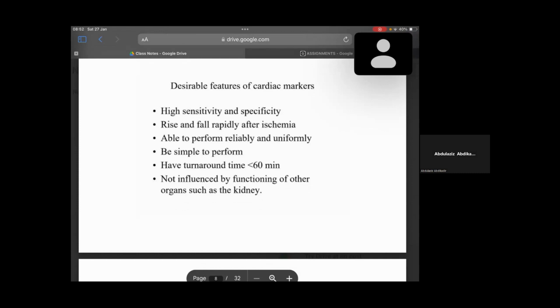Those are basic points: able to perform reliably and uniformly, be simple, and have a short turnaround time. I will come to cover this later. The time taken for the test to be done should be lower than the time for the ECG required, that is around 20 minutes. So it's less than 60 minutes.